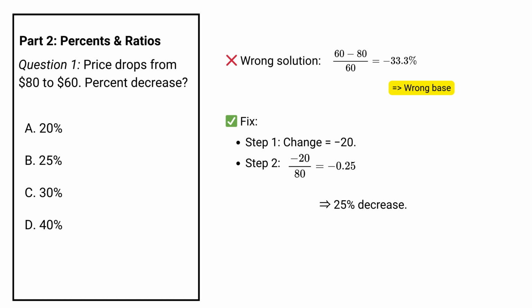Next, divide by the original price, 80. Negative 20 over 80 equals negative 0.25. Finally, convert to percent. Negative 25%. That means the price decreased by 25%. So the correct answer is B, 25%.